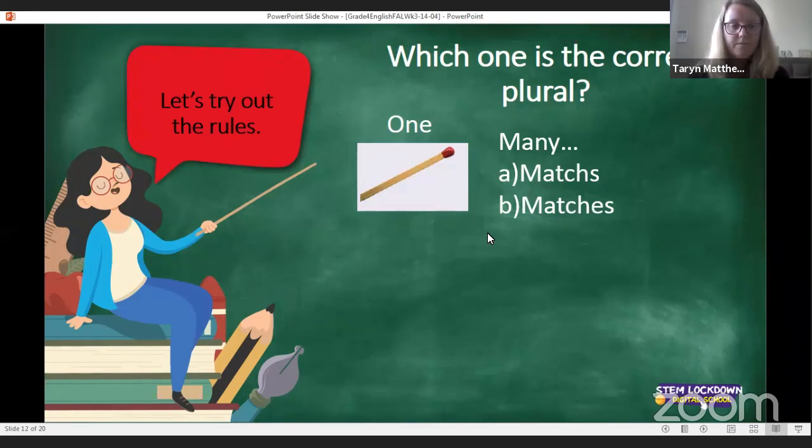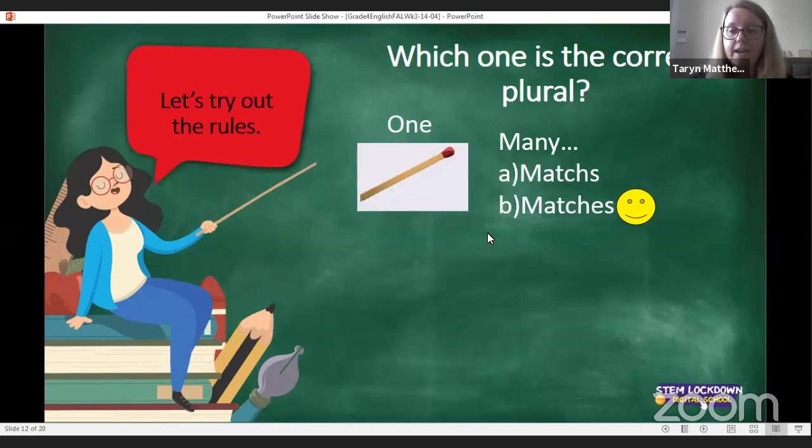So you can just tell me the letter, or if you want, you can write the word out. Remember, if the word ends in a ch, what does my rule say? I must add. Let's see. Oh, I'm seeing lots of A's, some B's. Yes, Jenna, I must add E-S. So B is my correct answer. I must add E-S because the rule says if a word ends in a ch, I add E-S.